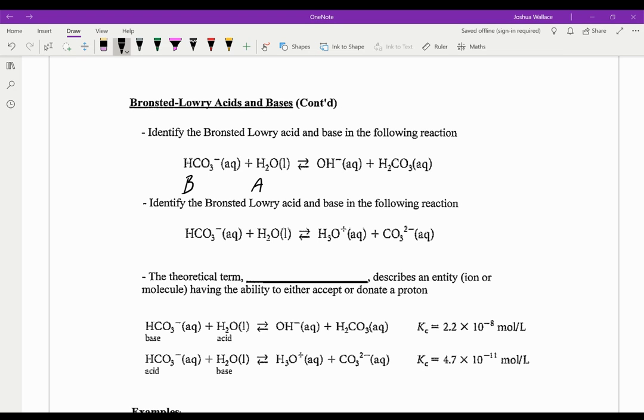In the next example, with HCO3 minus reacting again with H2O, it is at equilibrium. However, our product is CO3 2 minus and H3O plus, meaning that water is our base this time, and HCO3 minus is our acid. And the term amphiprotic describes any entity, ion, or molecule having the ability to either accept or donate a proton. The root word of amphiprotic is amphi, so maybe you're thinking amphibious, where a species can breathe inside and outside water.